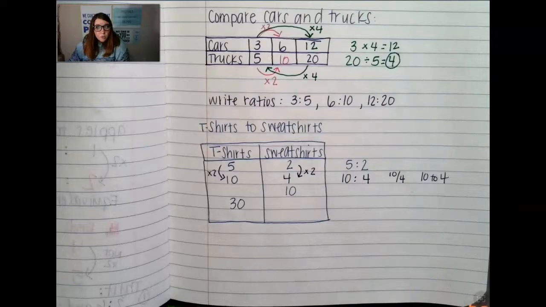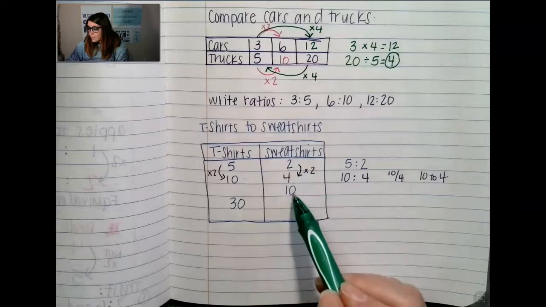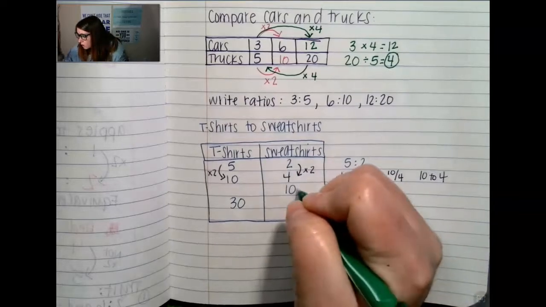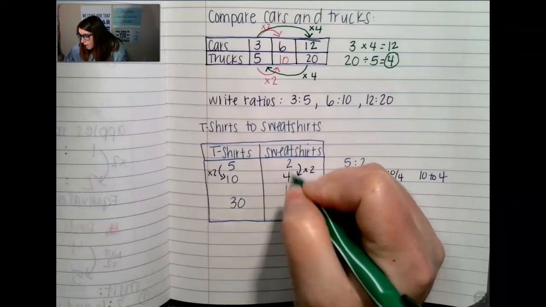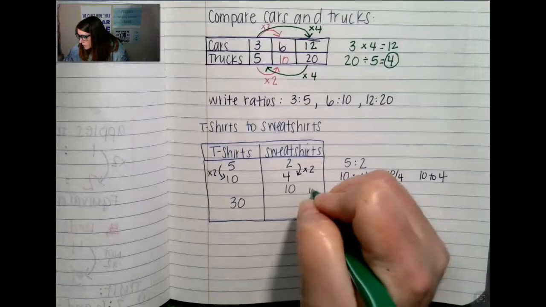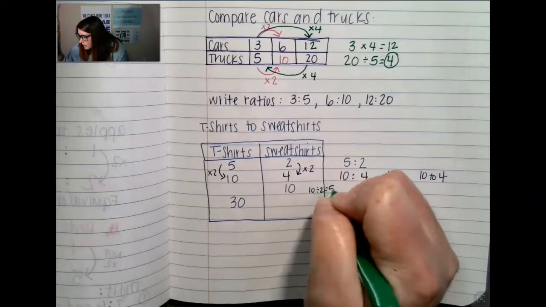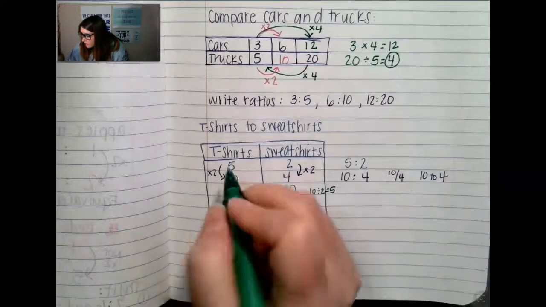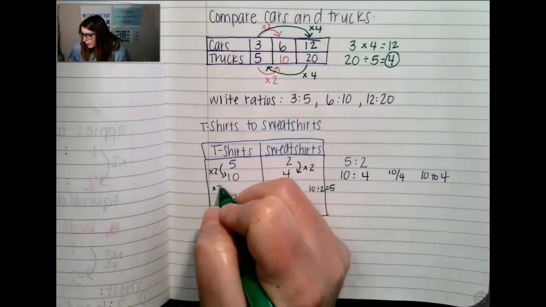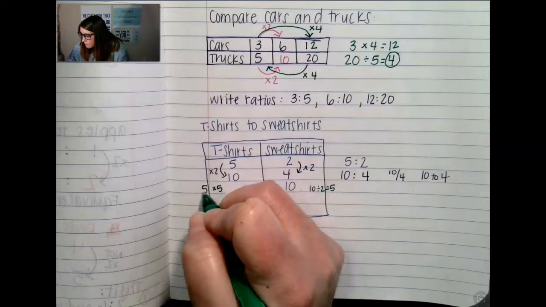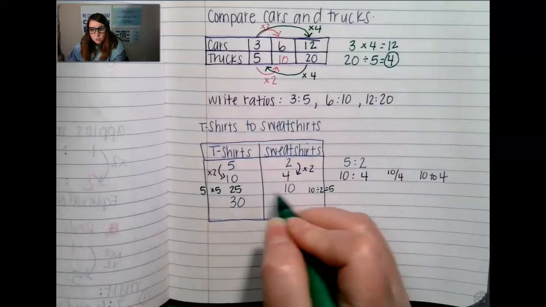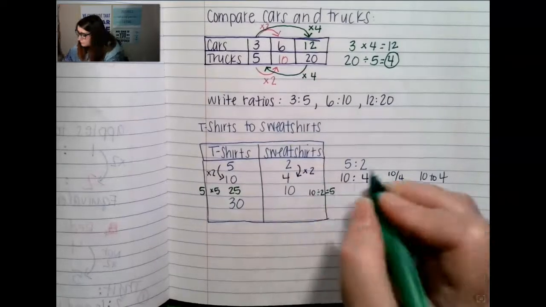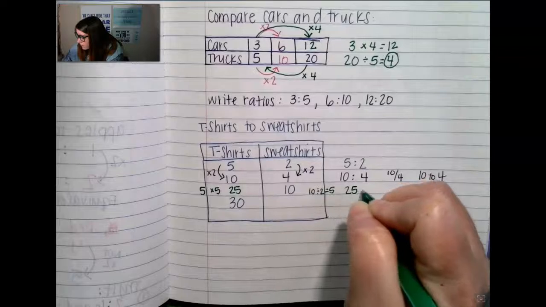Okay, now we want to know, how did we get from, go back to your original one, and get to 10? Well, here we can work backwards. So 10 and 2, well, we can divide by 5, right? So to get from here to here, we can say 10 divided by 2, and that gives us 5. So our multiplier is 5. So on this side, we need to multiply by 5. 5 times 5 gives us 25. So for every 25 t-shirts, we have 10 sweatshirts. So this one is 25 to 10.